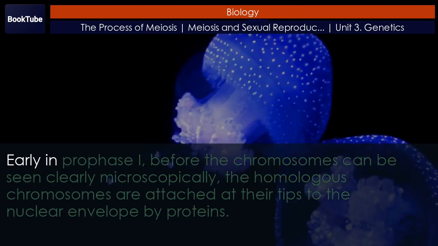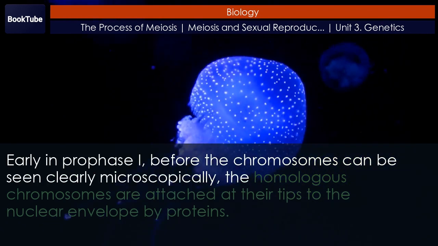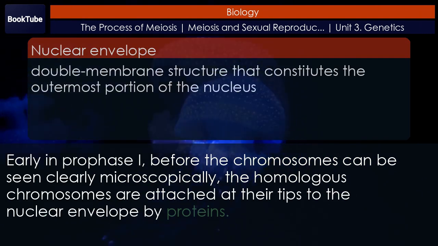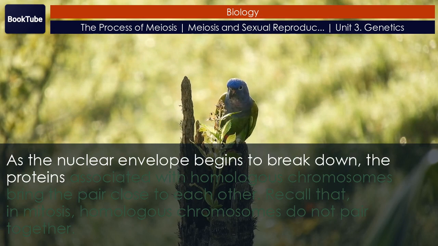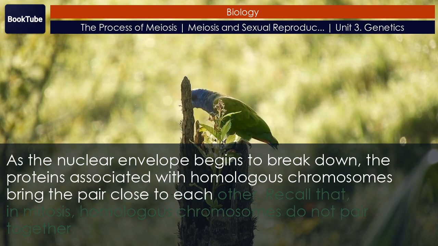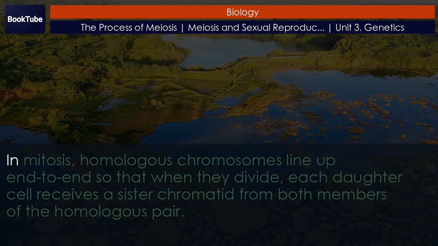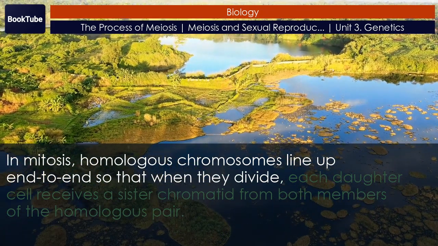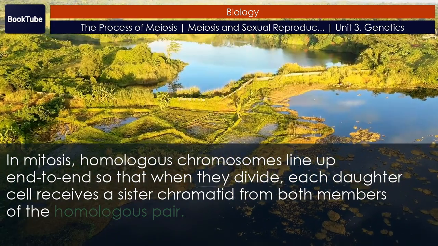Prophase I. Early in prophase I, before the chromosomes can be seen clearly microscopically, the homologous chromosomes are attached at their tips to the nuclear envelope by proteins. As the nuclear envelope begins to break down, the proteins associated with homologous chromosomes bring the pair close to each other. Recall that, in mitosis, homologous chromosomes do not pair together. In mitosis, homologous chromosomes line up end to end so that when they divide, each daughter cell receives a sister chromatid from both members of the homologous pair.